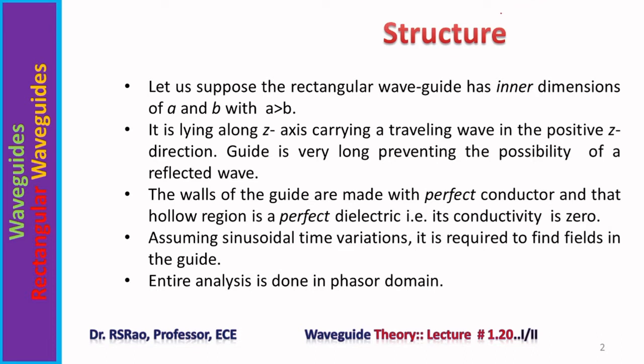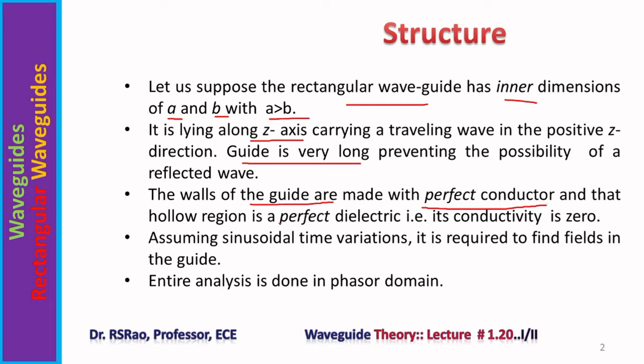Let us suppose the rectangular waveguide has inner dimensions A and B. These are standard symbols, A and B, with A more than B. Also suppose the guide is lying along the z-axis. The guide is very long, so there is no possibility for the existence of a reflected wave or standing wave. Only a pure traveling wave is present in the guide. Walls of the guide we assume are made of perfect conductor, sigma, conductivity, very high, tending to infinity for the walls.